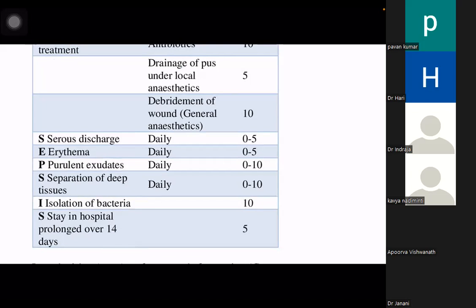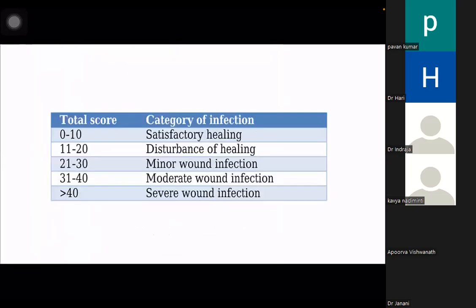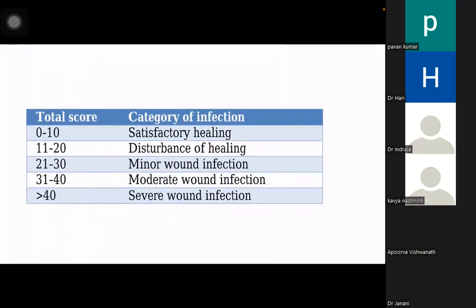And for purulent exudate, we give 0 to 10 points. If separation of deep tissue is there, we give around 0 to 10 points. If bacteria is isolated from the pus, we give around 10 points. And if the stay is more than 14 days, we give an additional 5 points. Based on this, we categorize the infection.